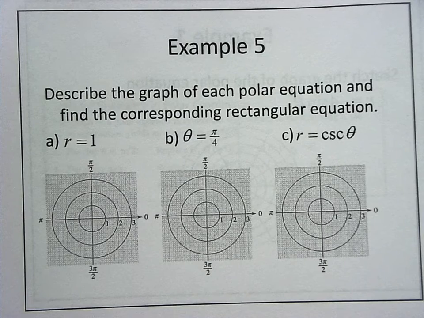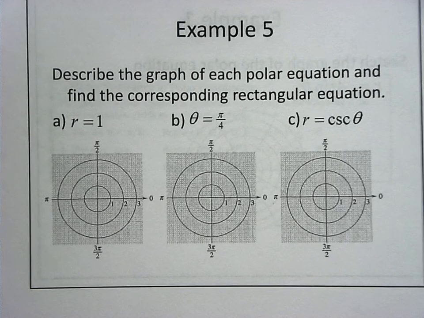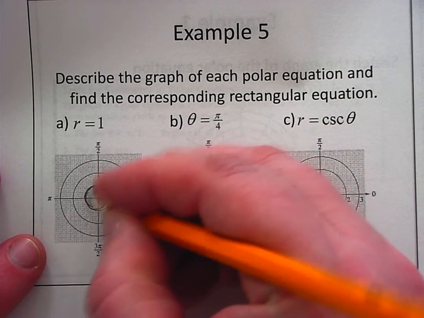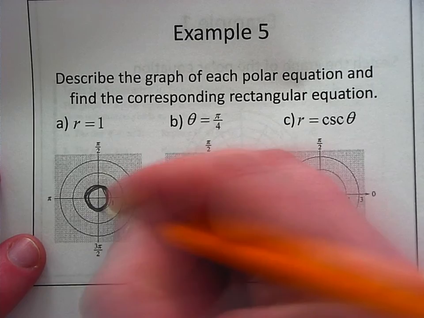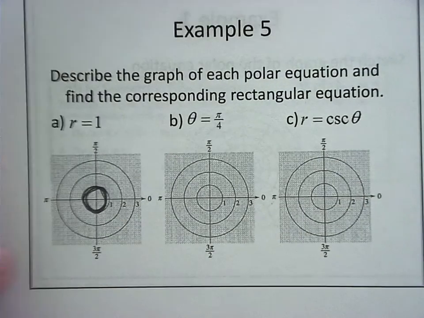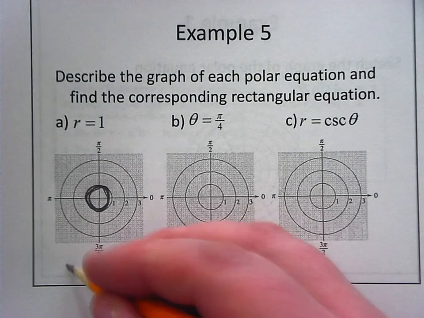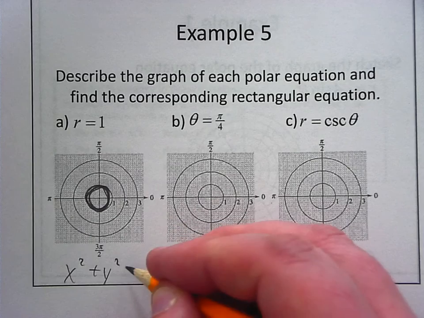So, here's where it can be a little bit confusing at first. Describe the graph of each polar equation and find the corresponding rectangular equation. So if all you're given is r equals 1, what will that graph look like? A circle at 1, because the angle could be anything. So it's literally just this circle. Then how would I write that as an equation? Yeah, x squared plus y squared is equal to 1.